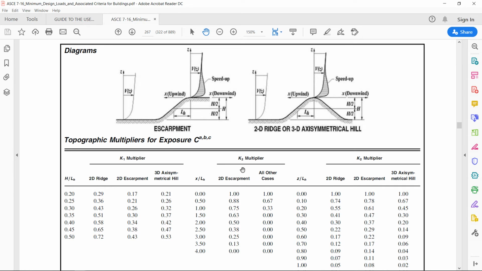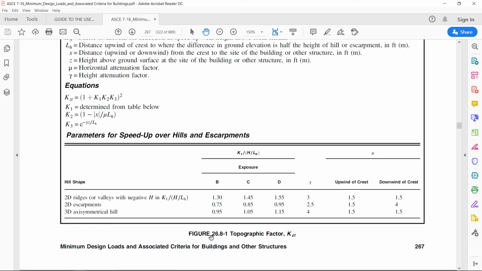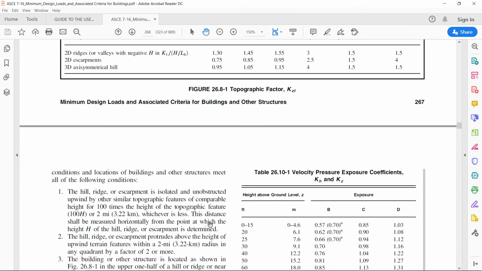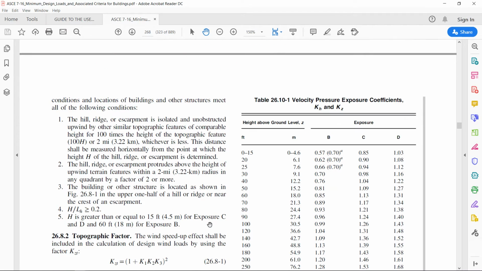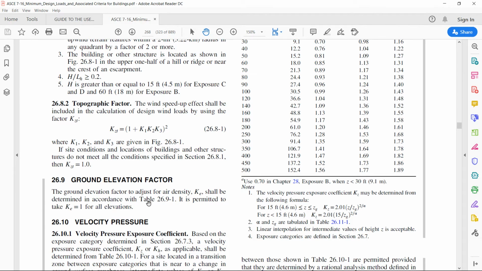These are the K1, K2, K3 multipliers, and then Kzt equals (1 plus K1 times K2 times K3) raised to power 2, where K1, K2, K3 are defined like this. All these parameters are 0, so we take Kzt equals 1. This is from figure 26.8-1. Now Kz here is defined, exposure C up to 15 feet, that's 0.85. Here's the Kzt, and for the ground elevation factor, it is said that you can take Ke equals 1.